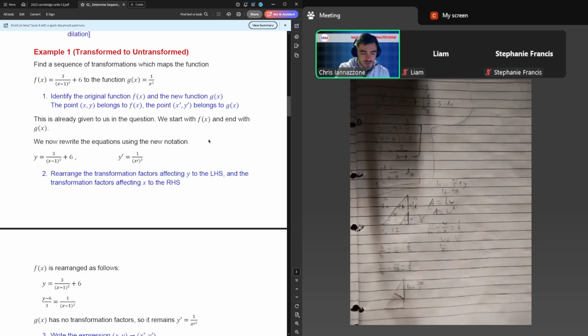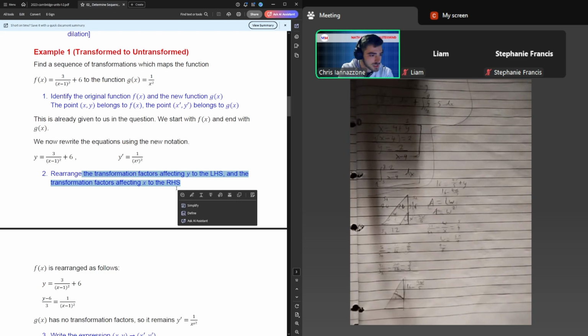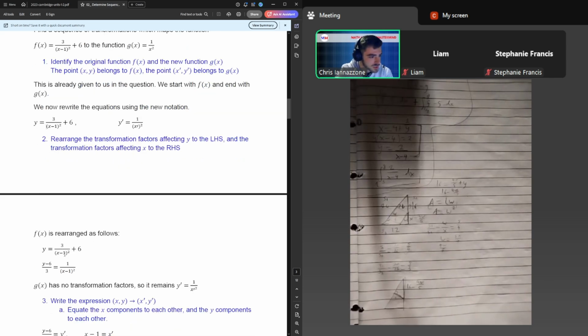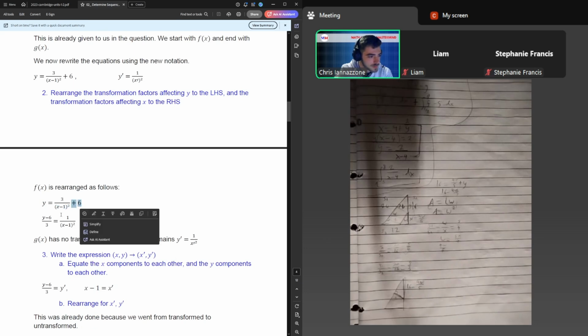We can rearrange for the correct terms, which is what we're going to be doing here. Rearrange all the transformation factors affecting y. They're going to stay on or go to the y side, or the left usually. And the transformations that are affecting the x are going to stay on the x, or on the right-hand side. So if we look at f of x, the original function, there's a few transformations that affect the y. One is a vertical translation, +6. The other is a dilate factor of 3. And so what we're going to do is put those to the other side. Subtract 6, divide 3. We have all the y stuff on the y side, all the x stuff on the x side.